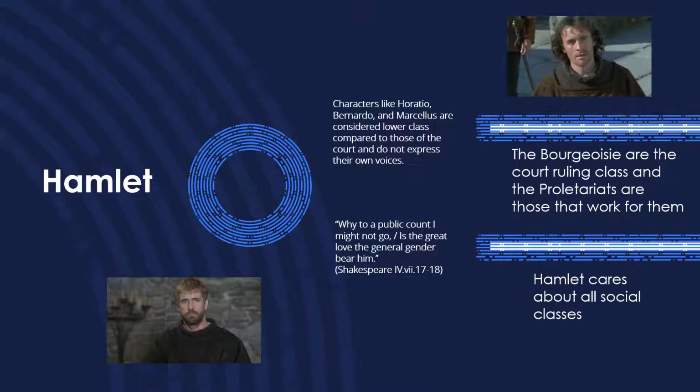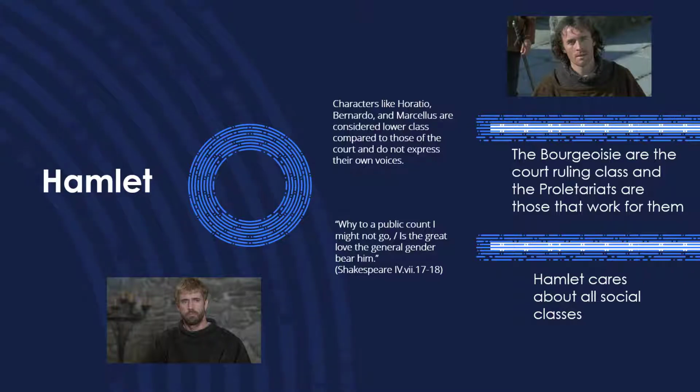Hamlet. In Shakespeare's most famous play, the bourgeoisie are represented as the court ruling class, and the proletariats are represented as those that work for them in the wider population of Denmark. The established medieval autocracy is represented by King Claudius, and he is pitted against the new Renaissance ideals represented by Hamlet. In the play, characters like Horatio, Bernardo, and Marcellus are considered lower class compared to those of the court royalty, and are never really able to express their own voices.